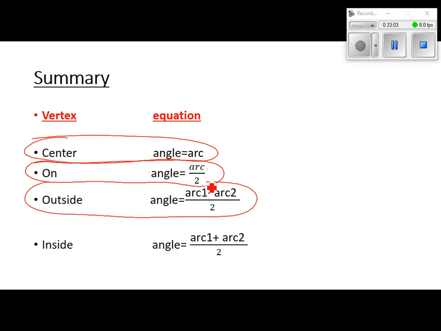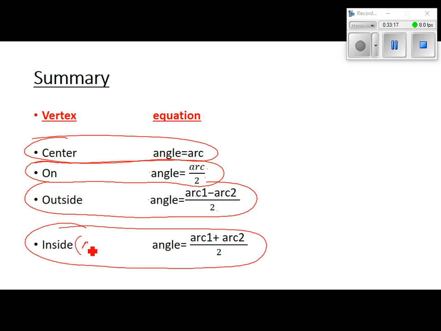If the vertex is outside the circle, you subtract the two arcs and divide by 2, and that'll give you the angle. If the vertex is inside the circle, but not at the center, then you add the two arcs and divide by 2, and that'll tell you the angle measure.